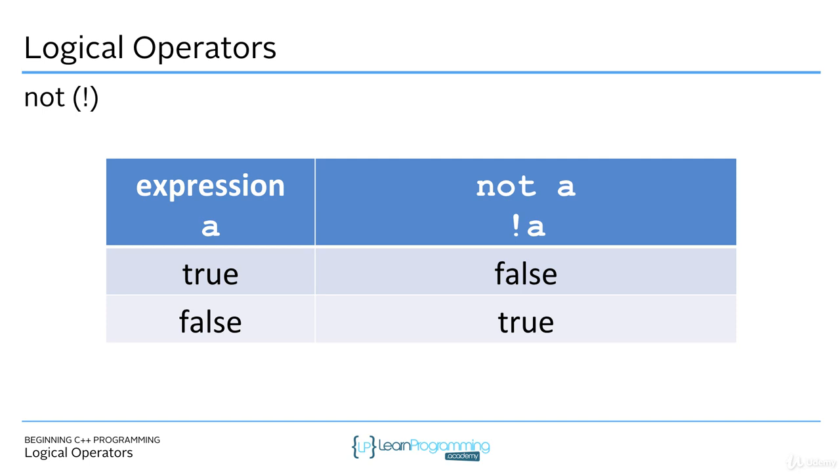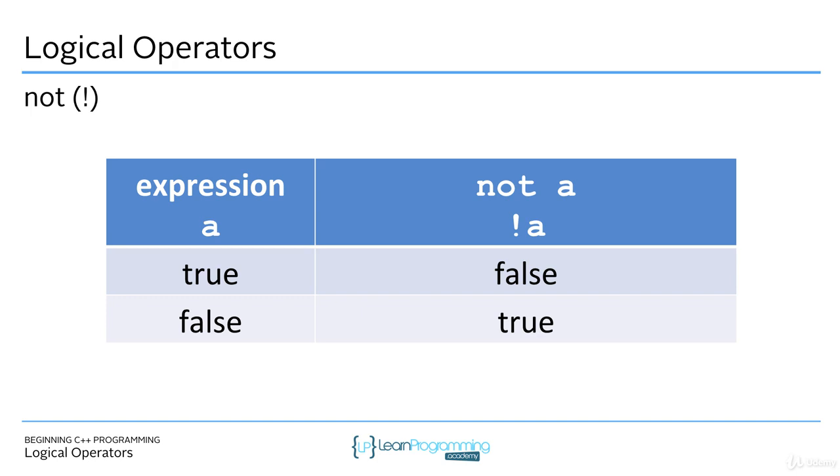The logical not operator simply negates the result of the expression it's applied to. Note that this is a unary operator since it only works with one operand. So if the expression A is true, then not A is false. And if the expression A is false, then not A is true.